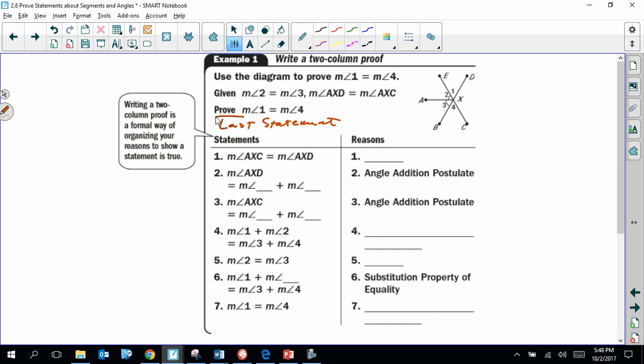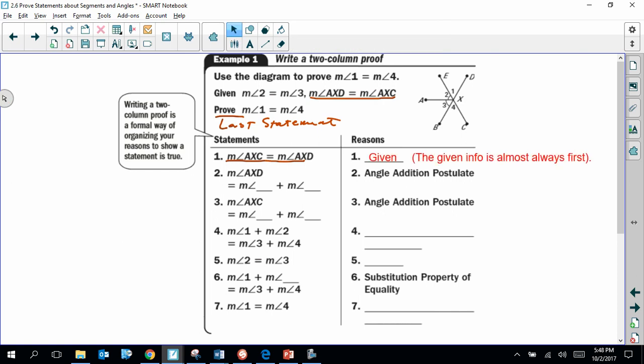So if you notice, the statement in row 1 says that the measurement of angle AXE and the measurement of angle AXD, that statement is given to us. So right away we're starting with information that's given to us, which is very common in a two-column proof. Very nearly always, the very first statement is going to be something that was given to us. Now, if you notice, there's more information that's given to us, but it doesn't make sense sequentially to include that at the beginning.